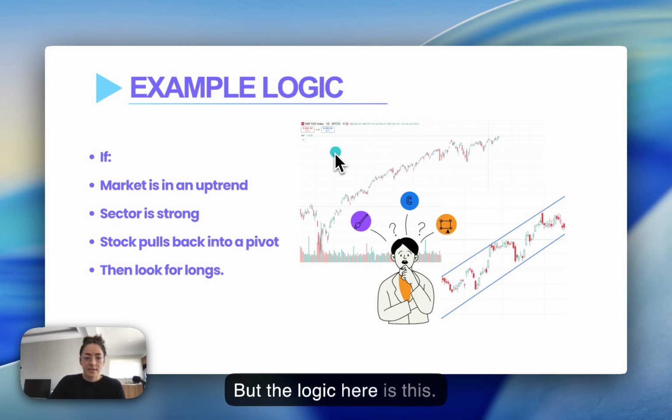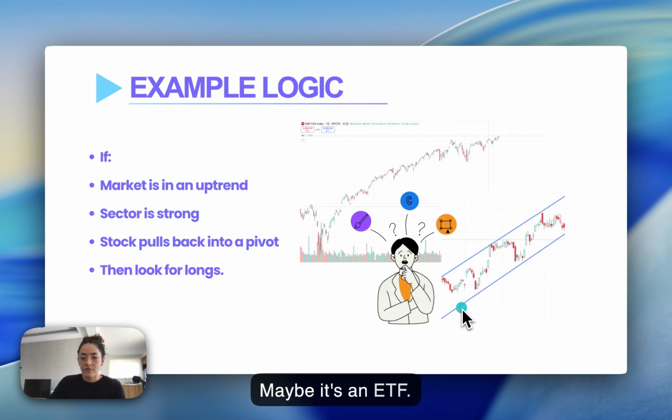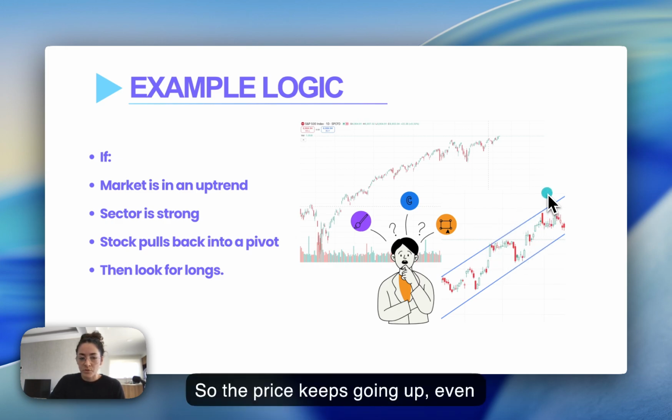But the logic here is this: if the market is in an uptrend, like this example that we have here, we go to the sectors and the sector is strong. For example, let's look at this chart here. Maybe this is a sector chart. Maybe it's an ETF. And you see there is an uptrend, right? And we see the price pulling back and creating those pivots. So the price keeps going up, even if it pulls back.